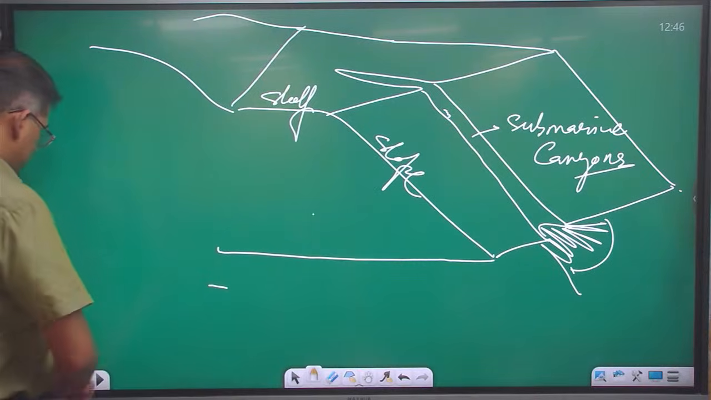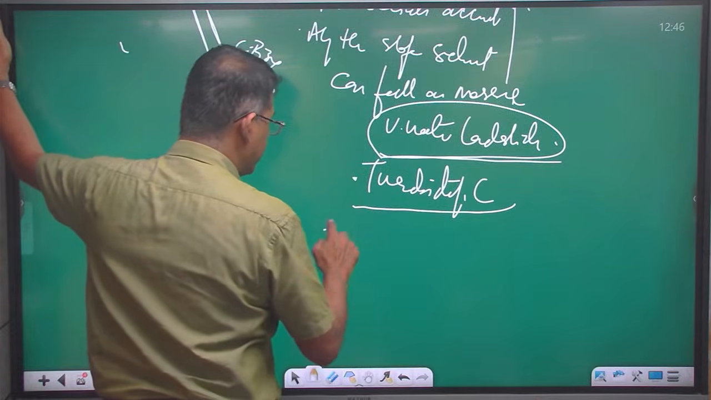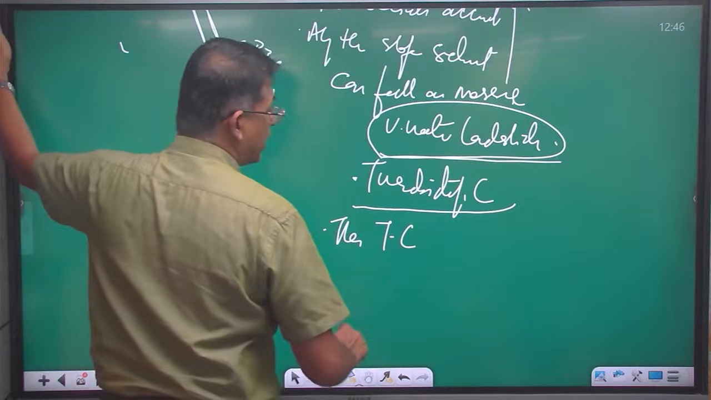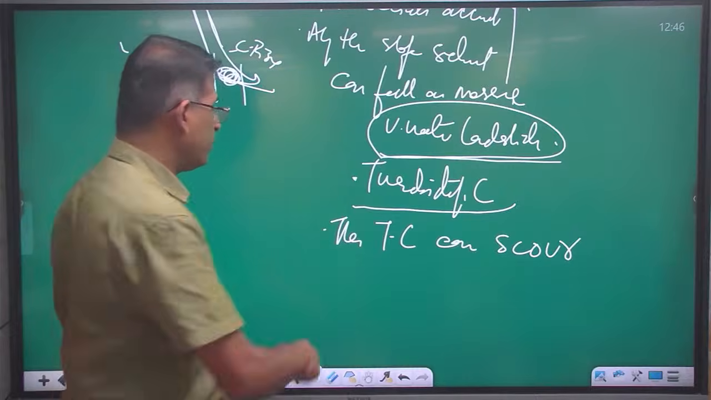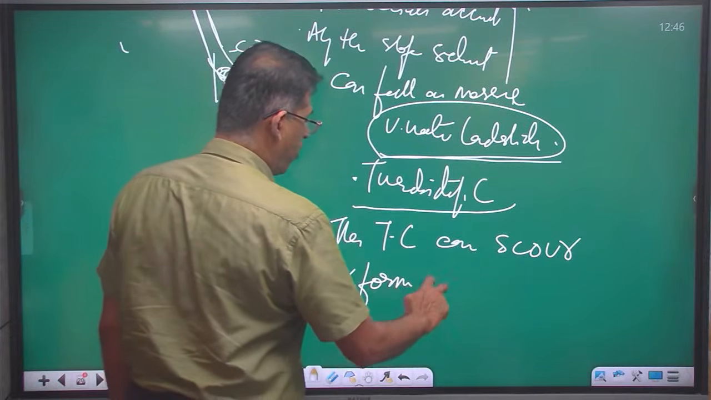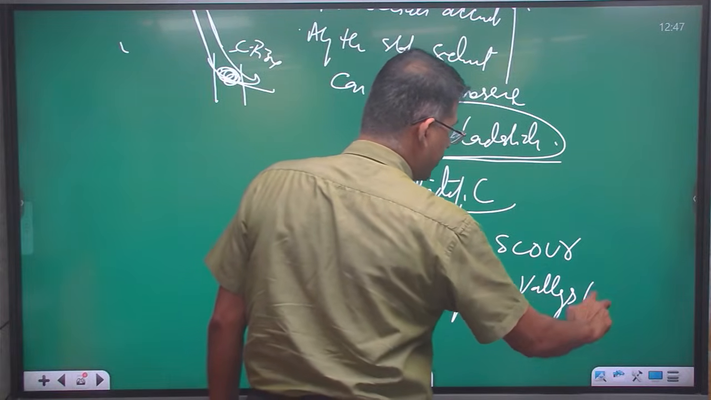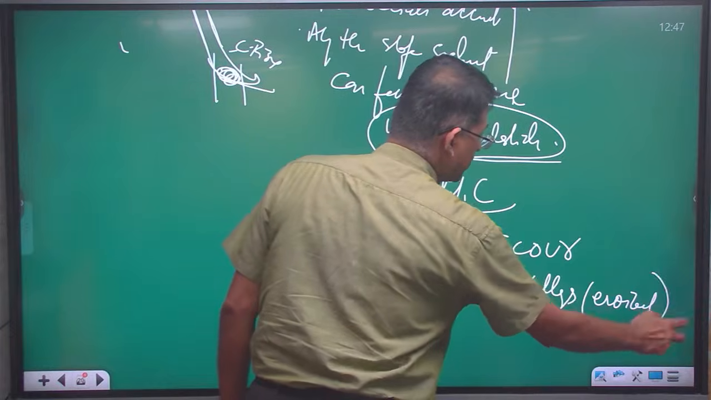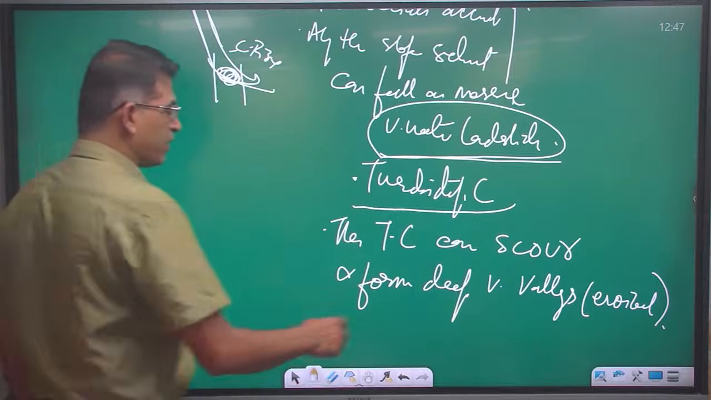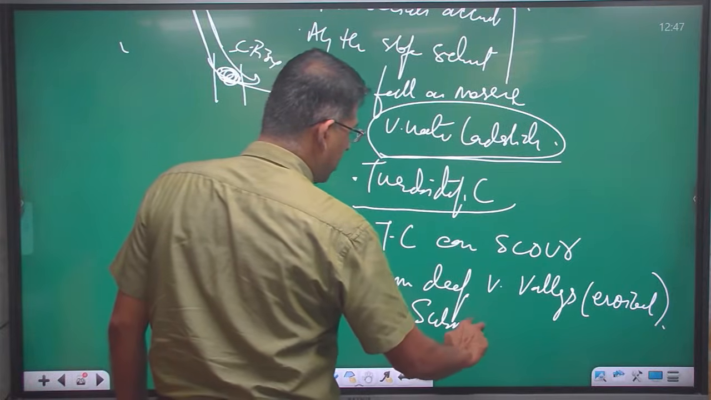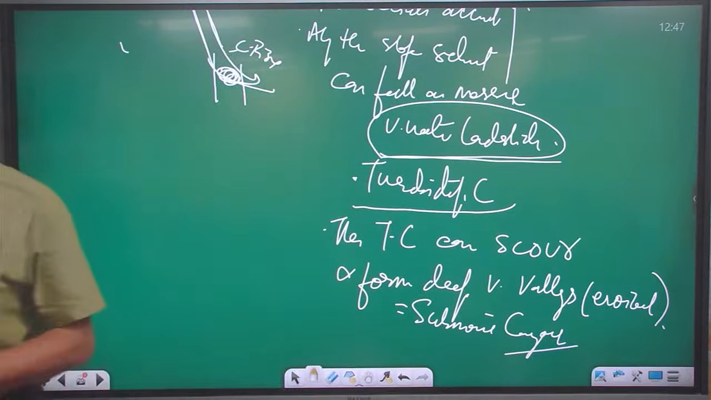So these currents can scour. Scour means dig out, erode. They can scour and form deep vertical valleys. Remember, these valleys are erosional valleys, not rift valleys. They can form deep vertical valleys, erosional valleys, called submarine canyons.